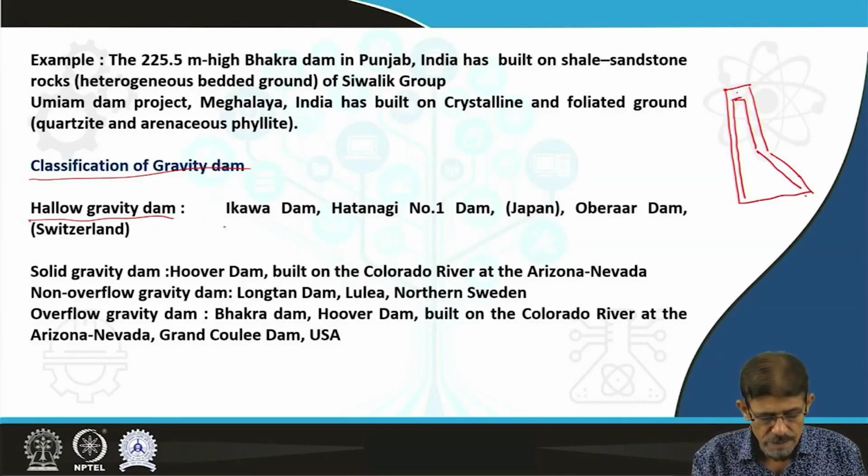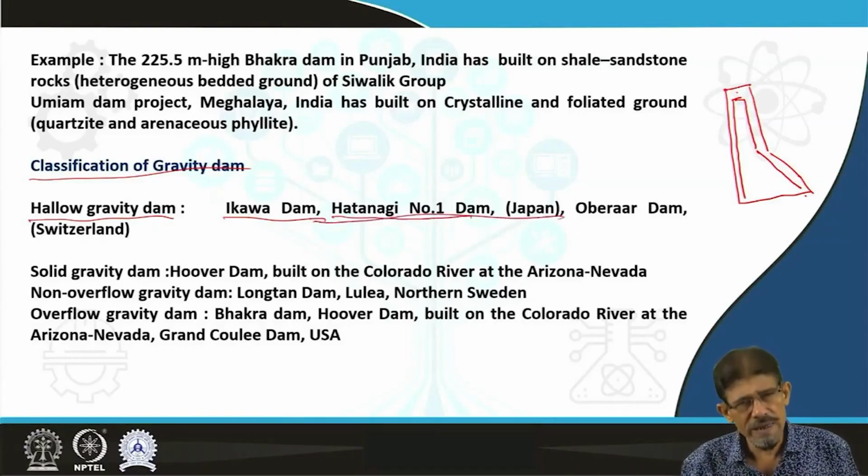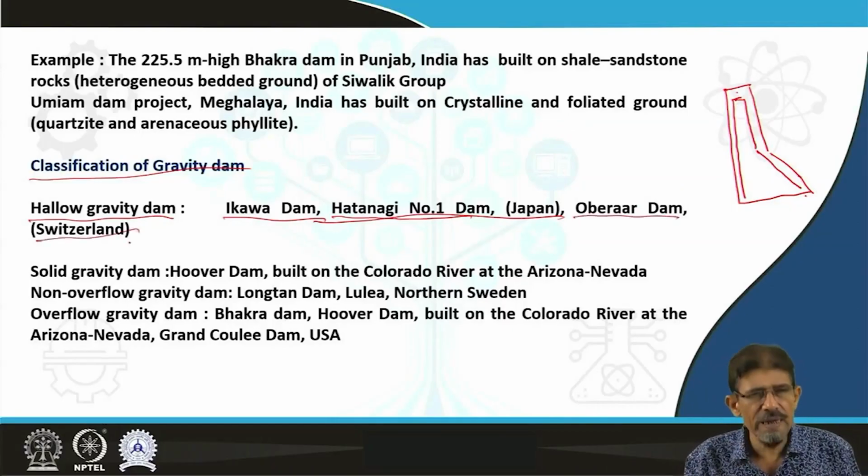And good examples are the Iwaka Dam and the Hatangi number 1 dam, these 2 dams in Japan, and other dams also. Then the Oberoi Dam in Switzerland, these are some classical examples of the hollow gravity dam.